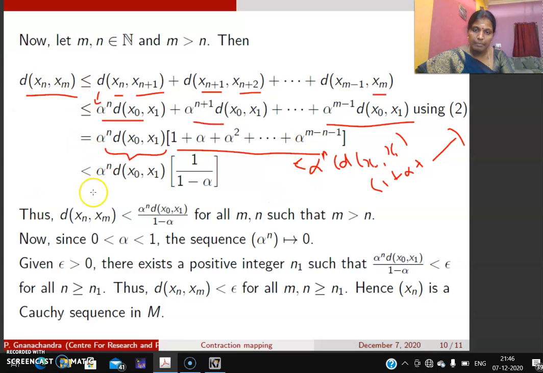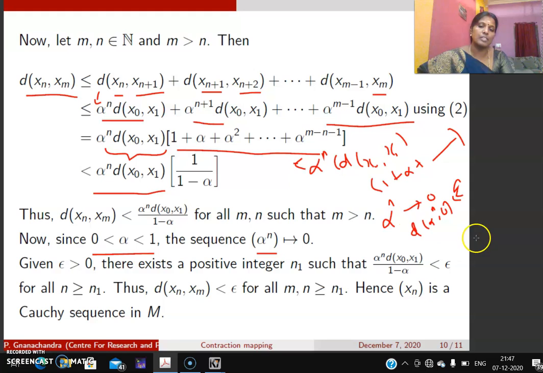So d of xn comma xm is less than alpha to the power n into d of x naught comma x1 divided by 1 minus alpha. Now, we already assumed that alpha lies between 0 and 1. Therefore, the sequence alpha to the power n converges to 0. Using the definition of convergence, we can get alpha to the power n into d of x naught comma x1 divided by 1 minus alpha less than epsilon. Because alpha to the power n converges to 0 means the distance between alpha to the power n and 0 is less than epsilon. So this quantity is less than epsilon, we supply this here, and we get that d of xn comma xm is less than epsilon. This shows that xn is a Cauchy sequence.